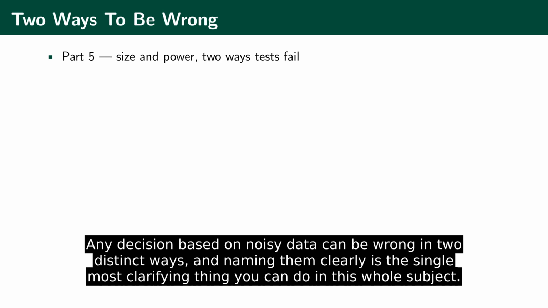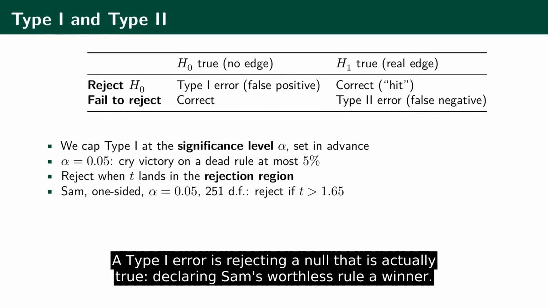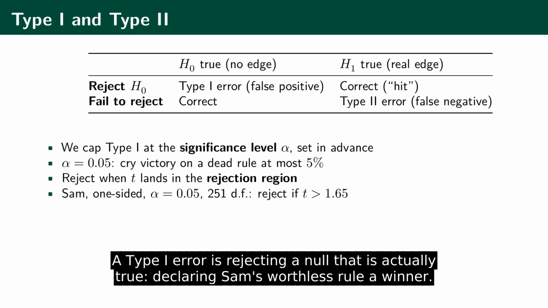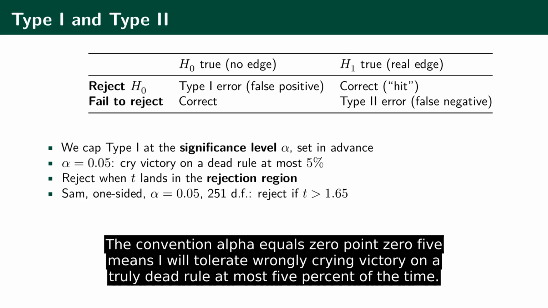Any decision based on noisy data can be wrong in two distinct ways, and naming them clearly is the single most clarifying thing you can do in this whole subject. A type 1 error is rejecting a null that is actually true, declaring Sam's worthless rule a winner. We choose a ceiling on how often we are willing to make this mistake, called the significance level or size, written alpha. The convention alpha equals 0.05 means I will tolerate wrongly crying victory on a truly dead rule at most 5% of the time.